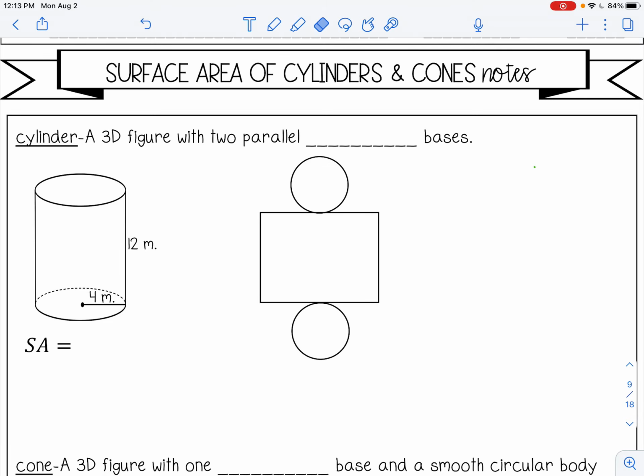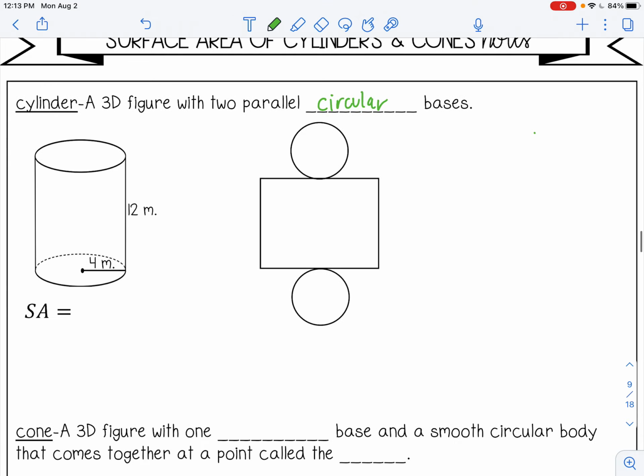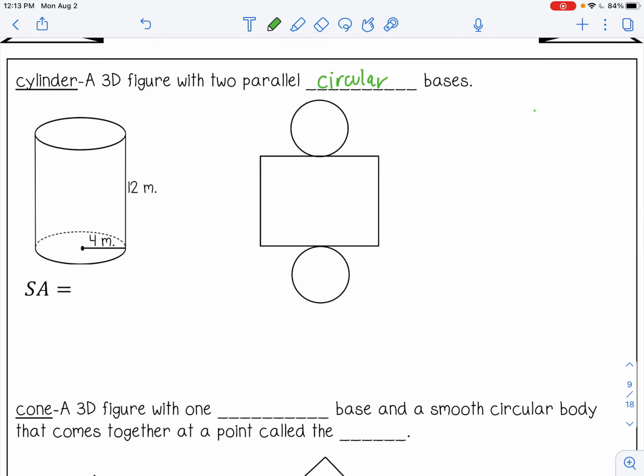Welcome to this lesson on surface area of cylinders and cones. A cylinder is a 3D figure with two parallel circular bases. So let's look at the net first and use that to find the surface area. Basically we have two circles, those are the bases, and then this section opens up to become a rectangle.